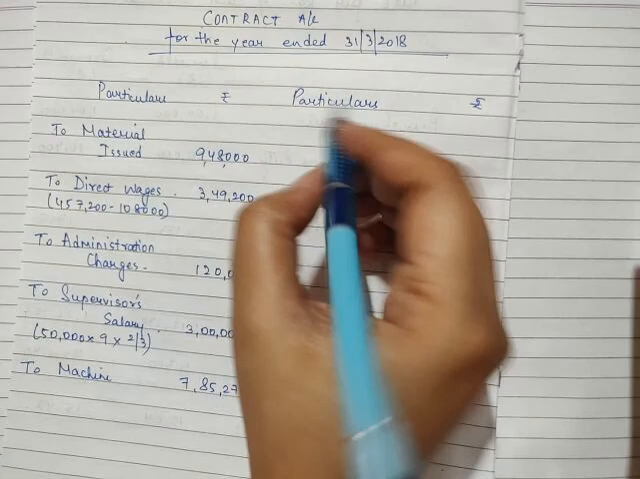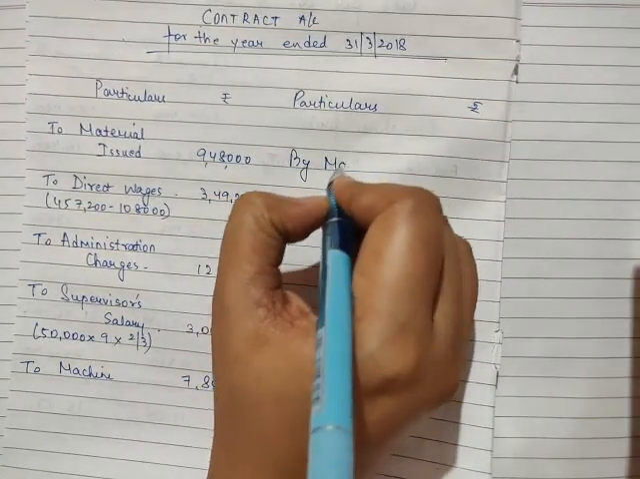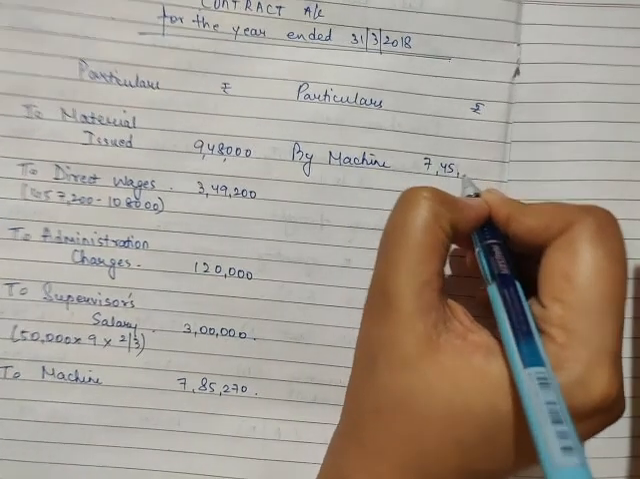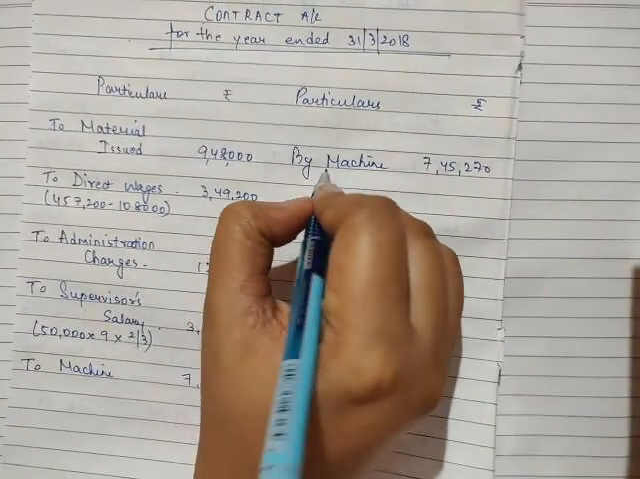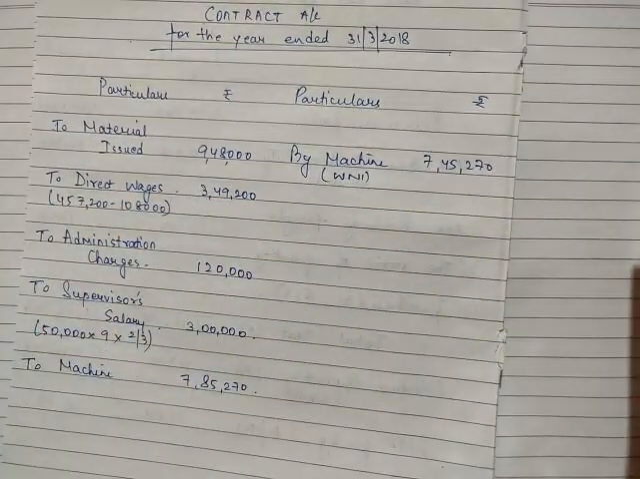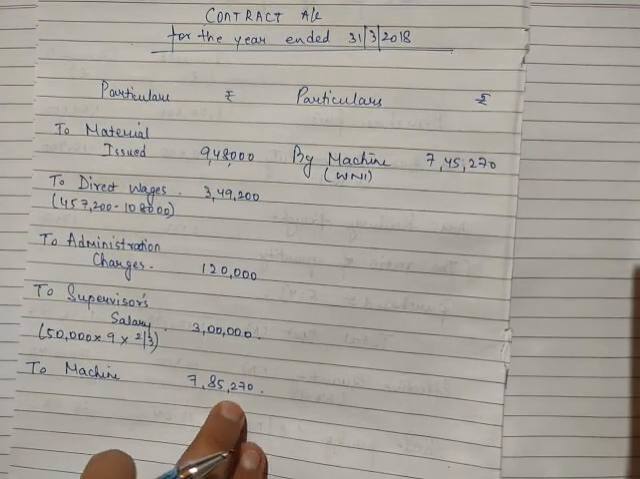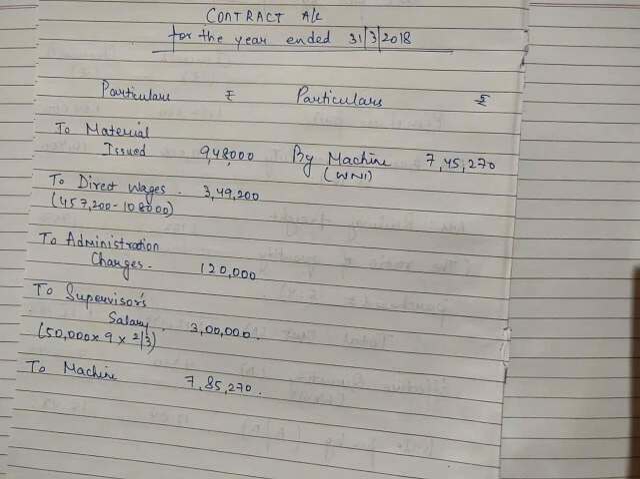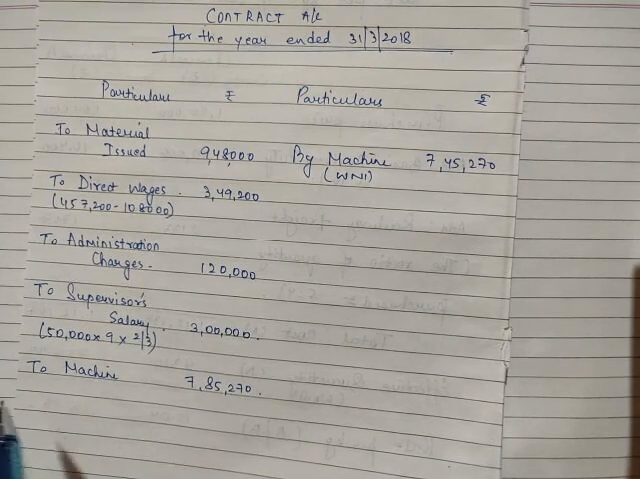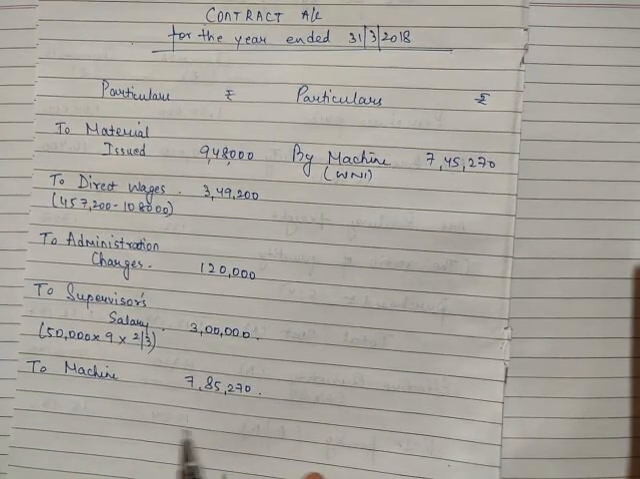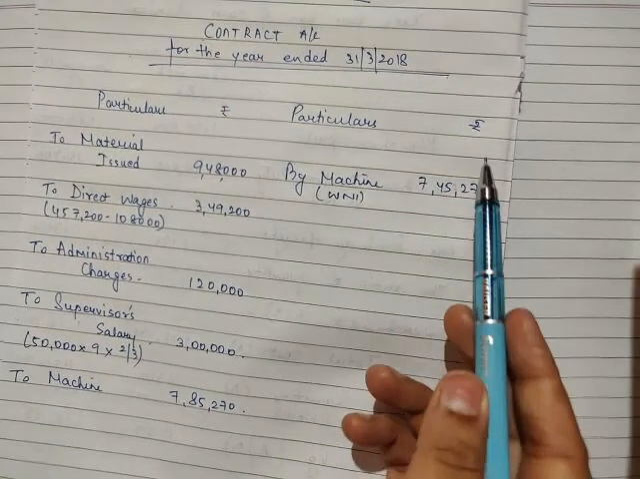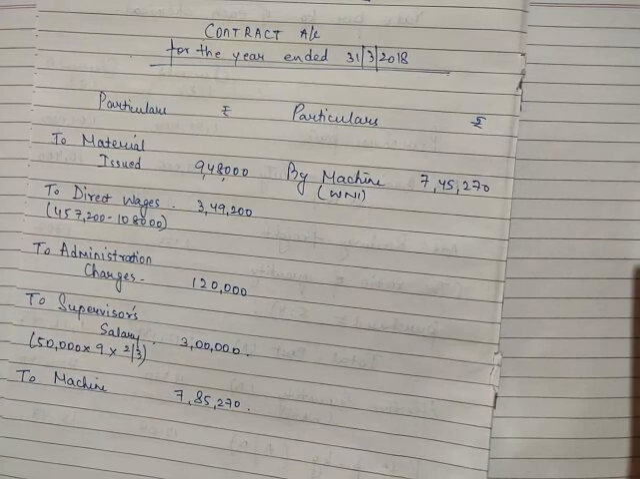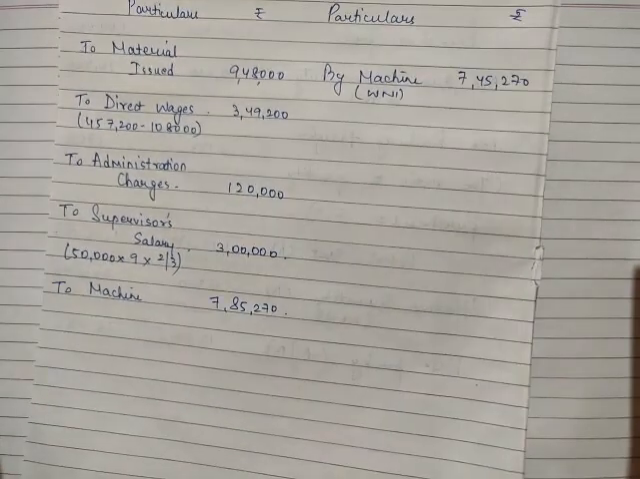So we are going to record this on the credit side by machinery 7,45,270. Wherever you have a working note for any figure, always mention it in the main solution. So working note 1. We have a machine on the debit side of 7,85,000 and on the credit side of 7,45,000, hence we have a net debit of 40,000, which is the depreciation for the year.